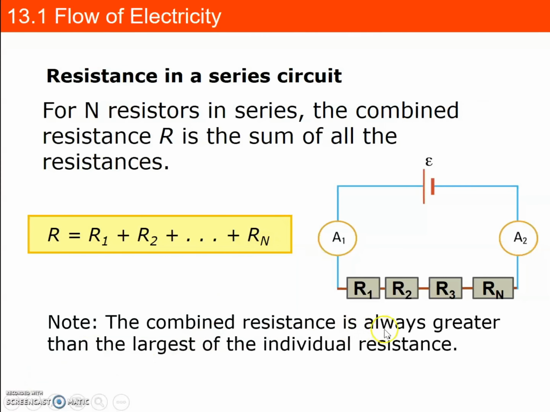So the combined resistance R is always greater than the largest of the individual resistances because you add all the other resistances as well.